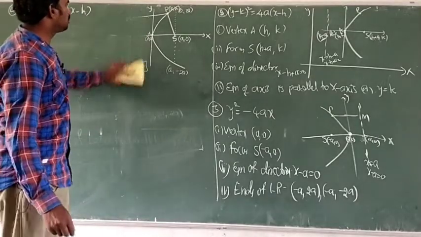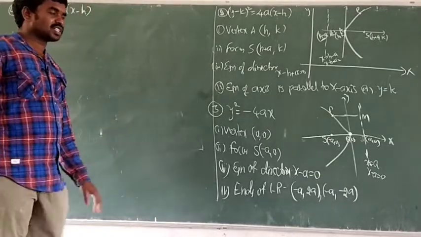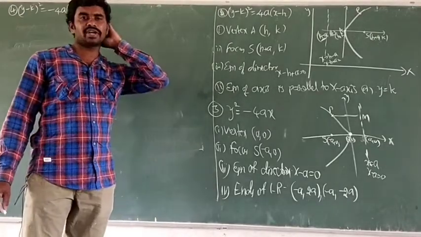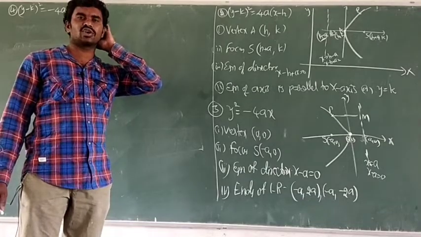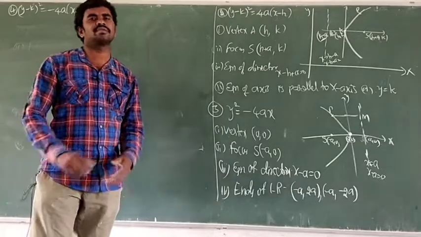So the diagram. Next, in the 7 marks question, we have a very important question: how to prove the standard form of y square equal to 4ax. It is a very easy concept. I will tell you in the beginning of the long questions.